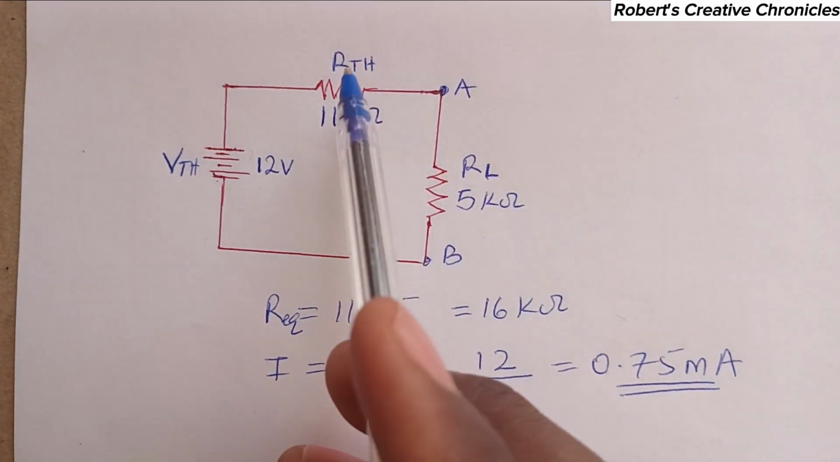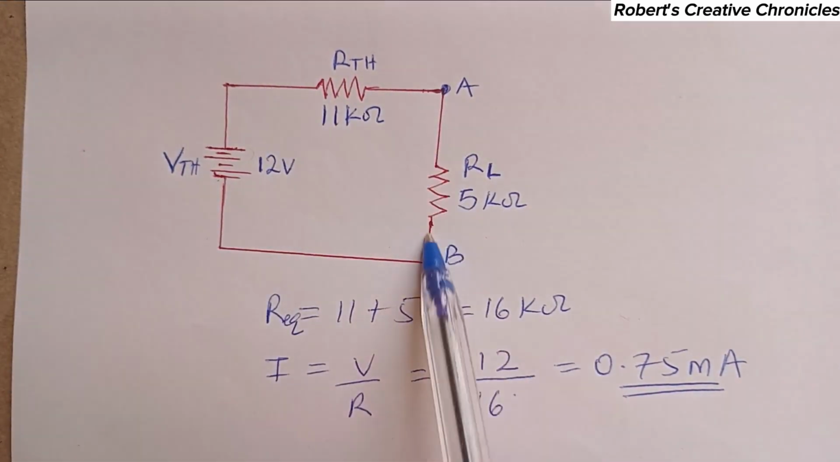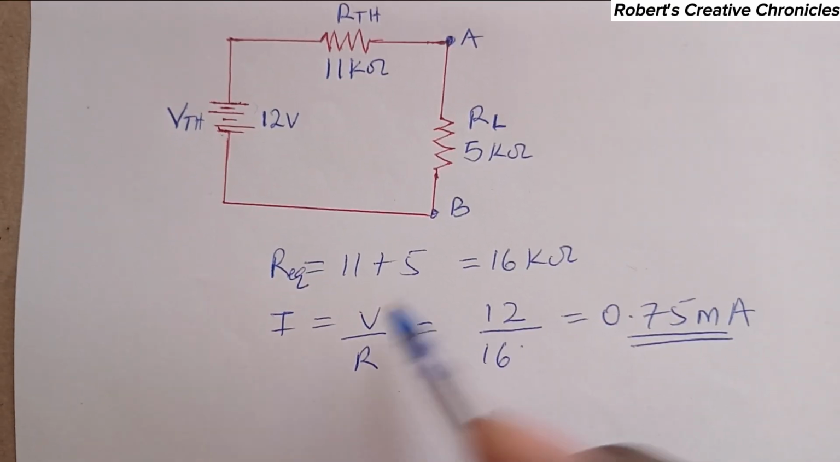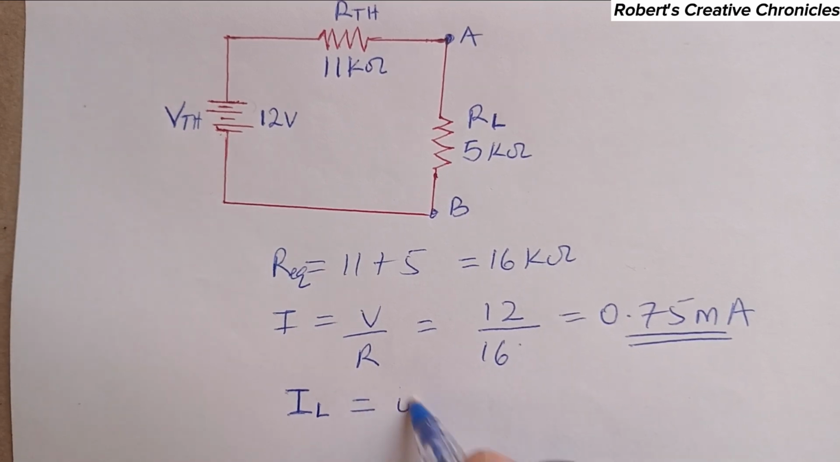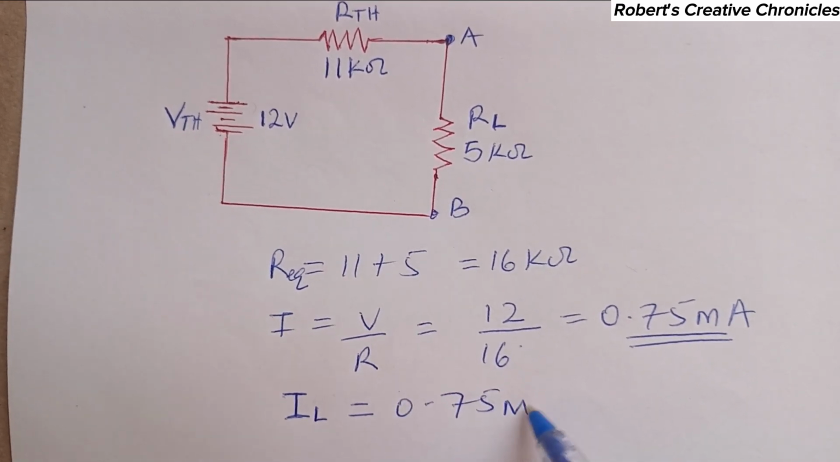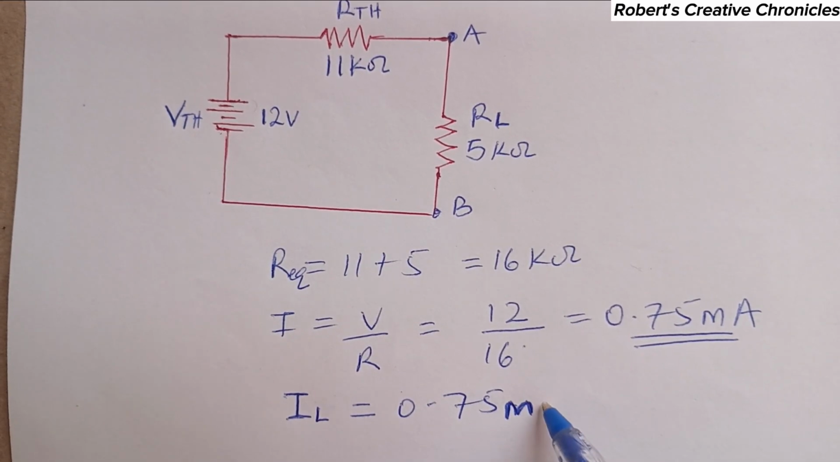You know that since these two resistors are in series, the same current will pass through both of them. So we can say that our load current, which is IL, is equal to 0.75 milliampere.